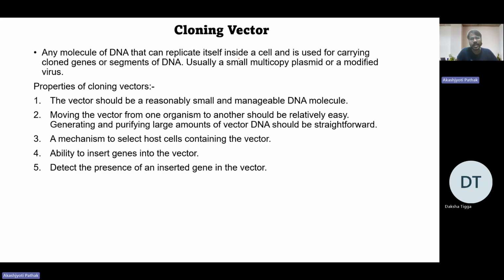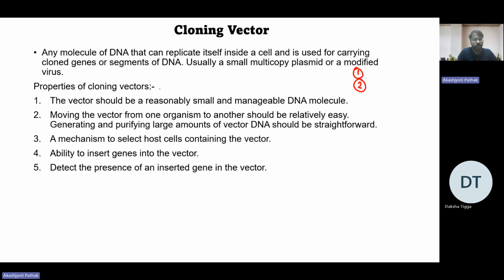It can replicate itself inside a cell, and it is used for carrying a cloned gene or segment of a gene to your host cell. So a cloning vector must have two properties. First, it must be able to replicate on its own, and the second property is that it must be able to carry the gene of interest to a host cell.